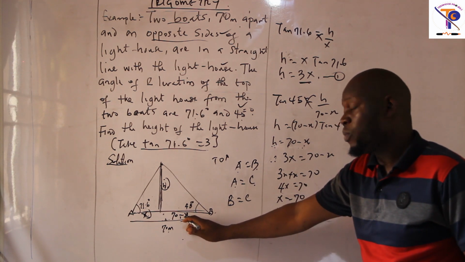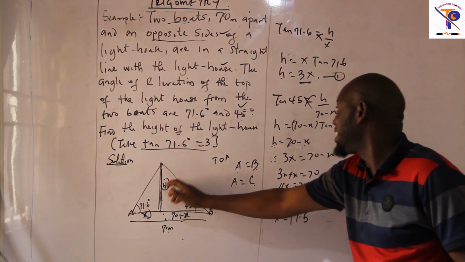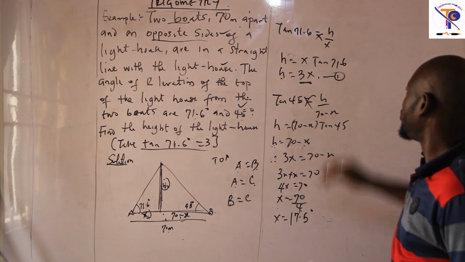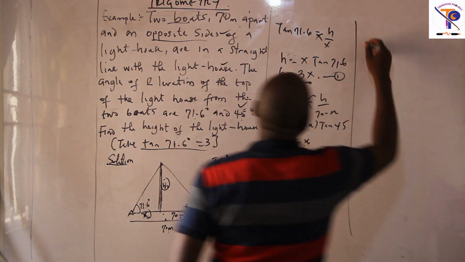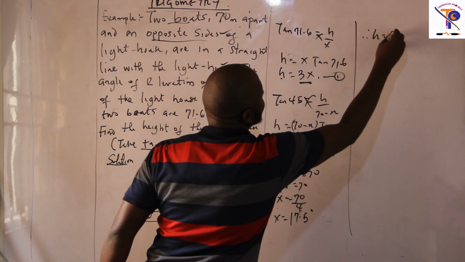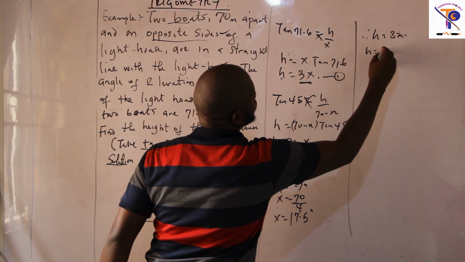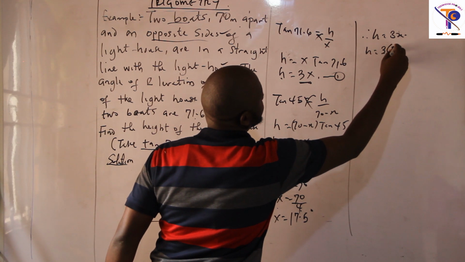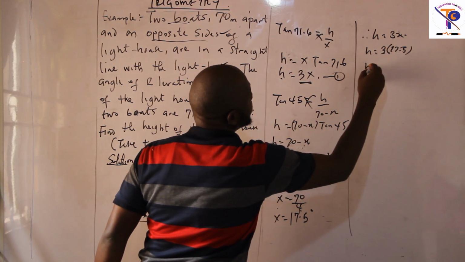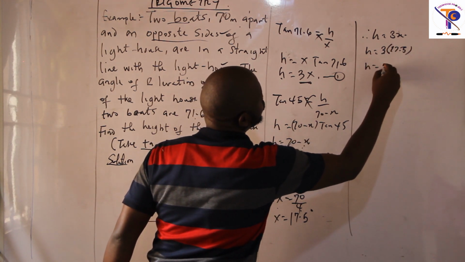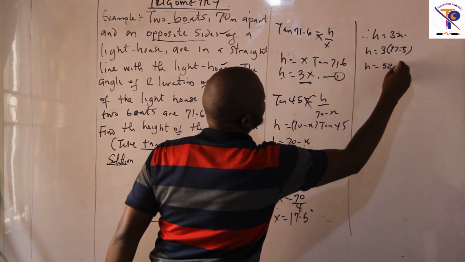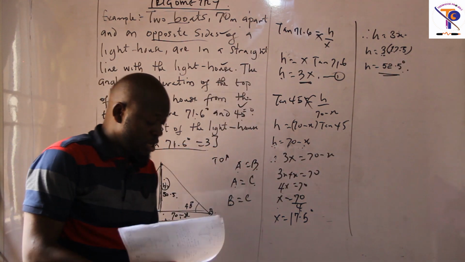Well, we were not asked to solve for this, but we can get our h directly. So our h will now be 3x. That is 3 into 17.5. So I'll have h to be 52.5.